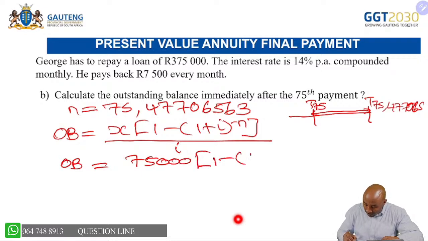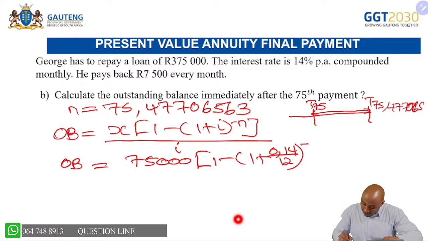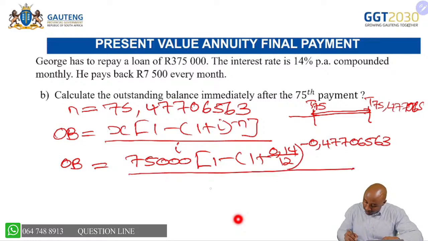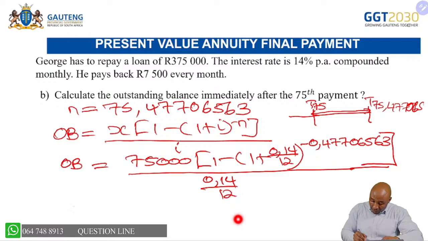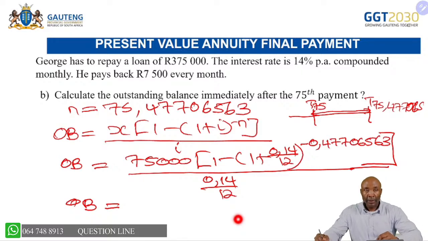7,500 times 1 minus 1 plus 0,14 over 12 to the power negative 0,47706563, over 0,14 over 12. We punch this on a calculator. We should get an outstanding balance of how much? Let's quickly calculate the outstanding balance.